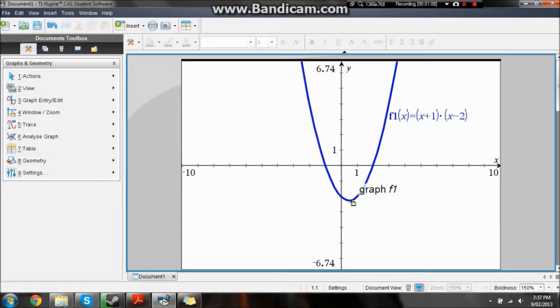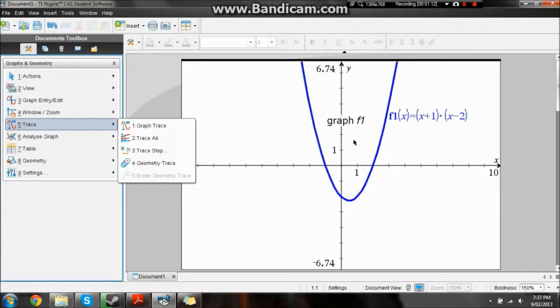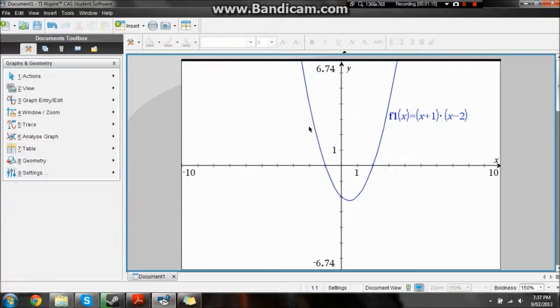Easiest way to find this out is to do a graph trace, or you can solve for when it's at a minimum, but graph trace is the easiest. So minimum there, I can click on that and it'll stay there. You can see that's 0.5 on the x and negative 2.25 on the y. So the range is just going to be all y values equal to or greater than negative 2.25.